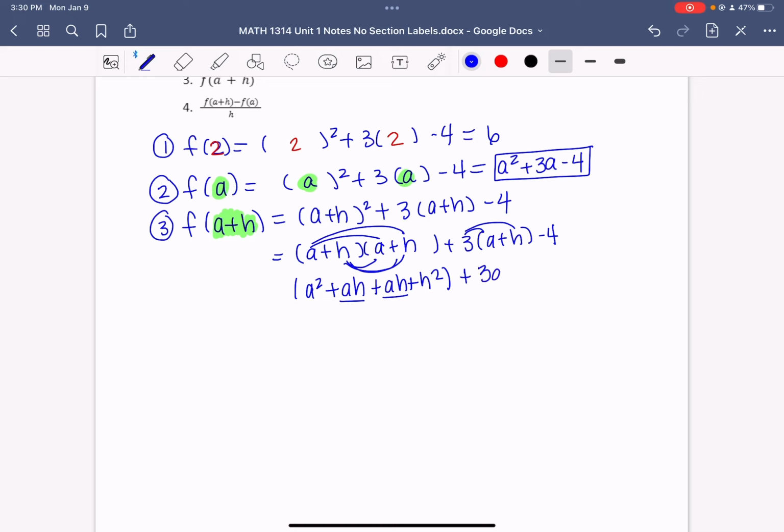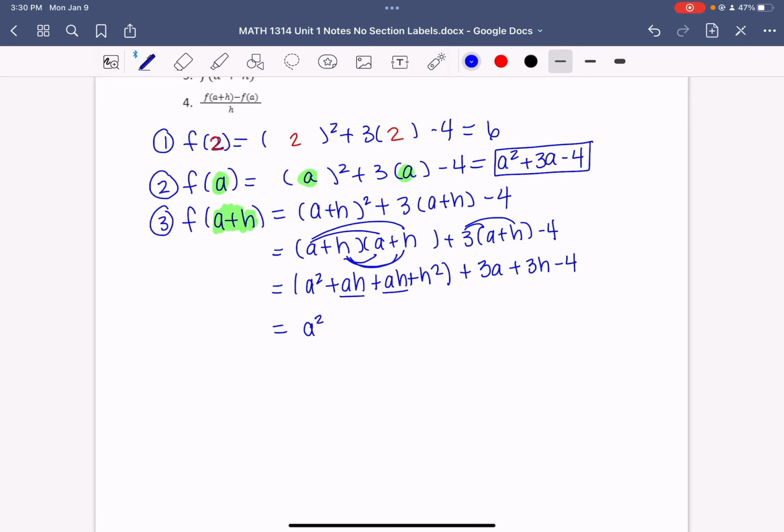Now on this back one, I'm going to go ahead and distribute. This gives me 3a plus 3h minus 4. And then what I'm going to do is I'm just going to kind of clean this up and combine like terms. So I have a squared. I have this ah, 2 of them. So I'm going to say 2ah plus h squared. And it looks like I can't put any of these terms together because the only way I can add them together is if they had all the same letters and exponents. So part 3 was more difficult, but I only had to do 2 things. FOIL or distribute, multiply out the a plus h squared, and distribute the 3.